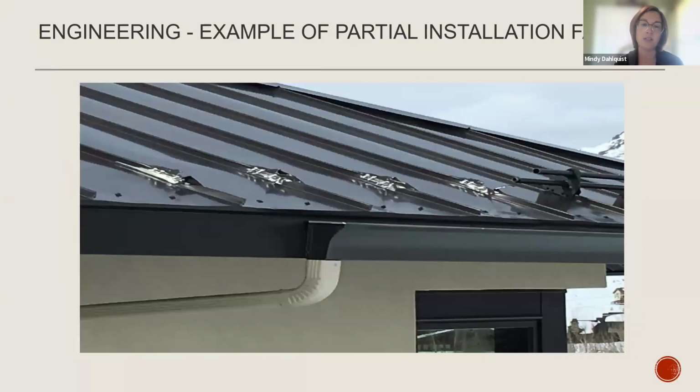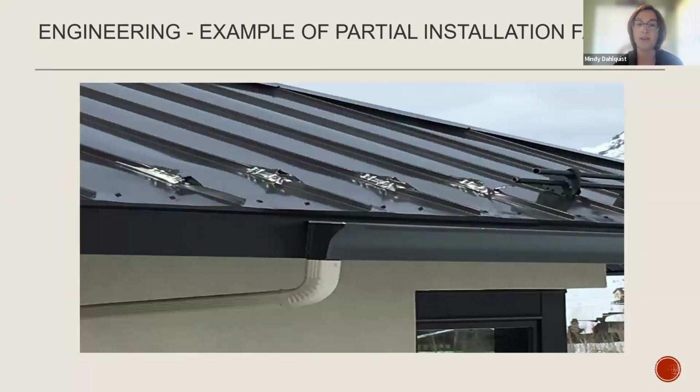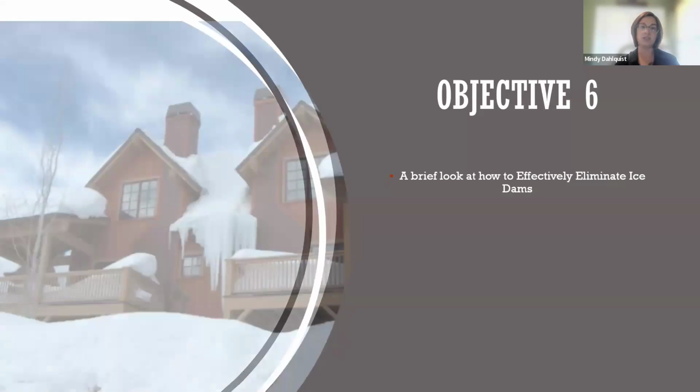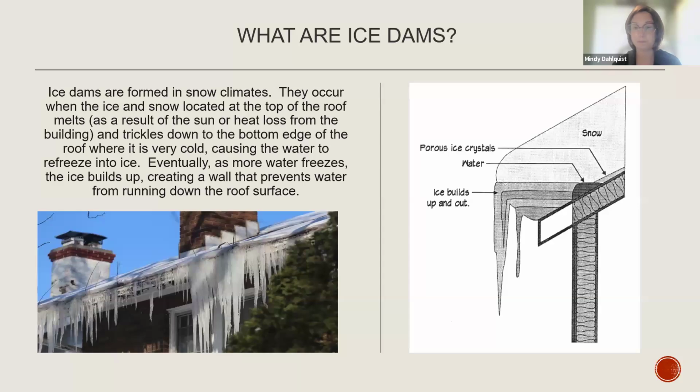Same thing here, these homeowners had snow retention on the front, they liked it, so they wanted to run it around the side. With that, they did most definitely see failure when that whole run of the roof was being held by 4 ribs. Upper roofs that shed to lower roofs are also very important, making sure that that's taken into consideration, because that can cause damage whether there is snow retention or not.